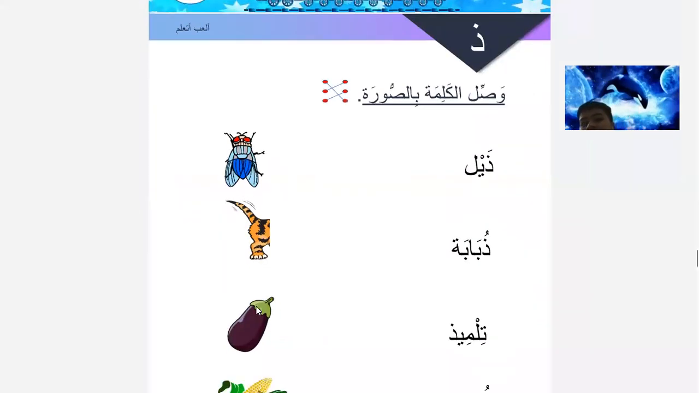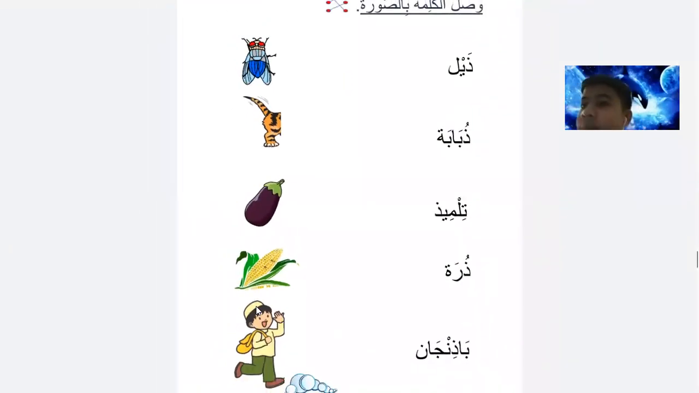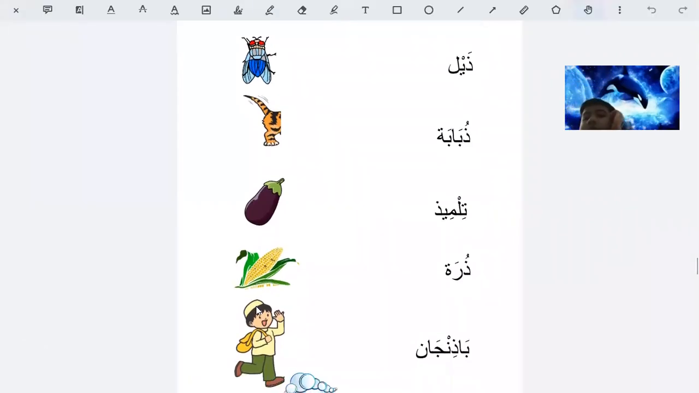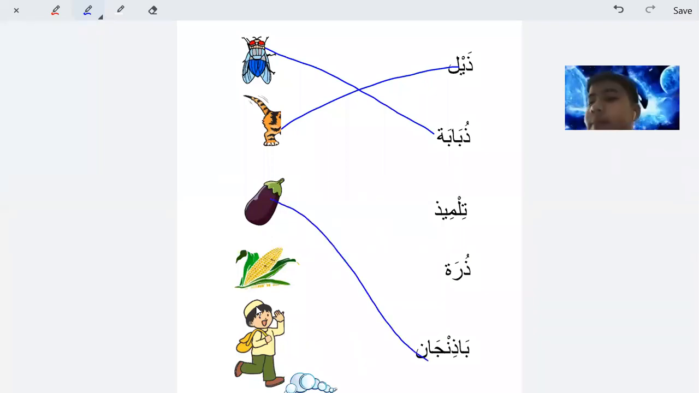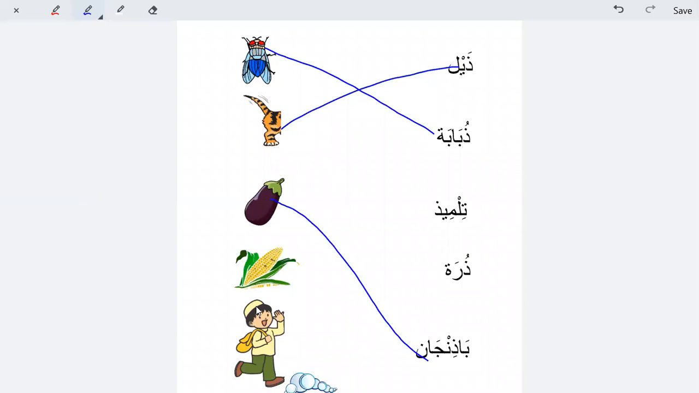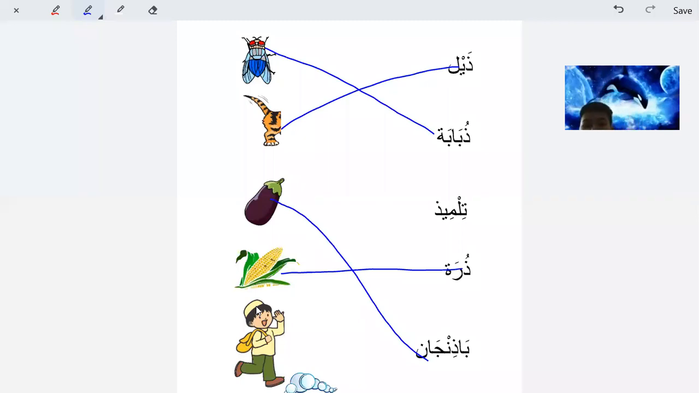Wasil il kalima bisura, join the word with the picture. The fly is zubaba. Zubaba, okay. The tail is zail. Good. Zail. The eggplant is bazinjan. Bazinjan, good. The corn is zura. Zura. And the student is tilmiz. Good.